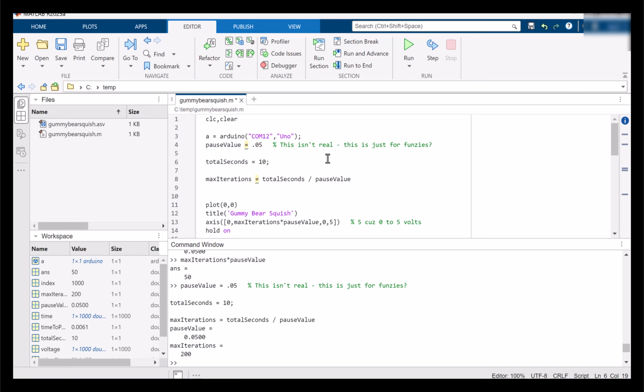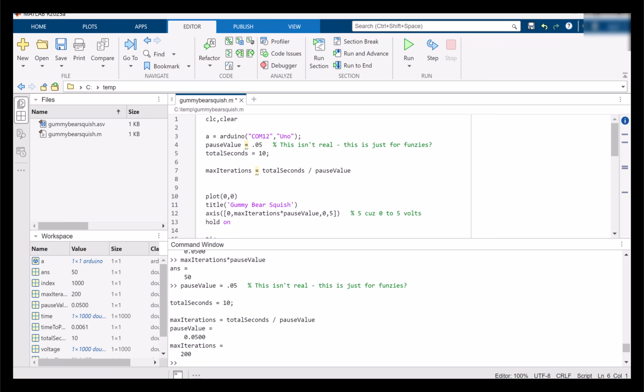Okay, so now I have a total seconds. So maybe what I want to do is go in here and make it stop. Hold on, what am I forgetting? Something? Okay, no, I think I'm good. All right, oh yeah, that thing.